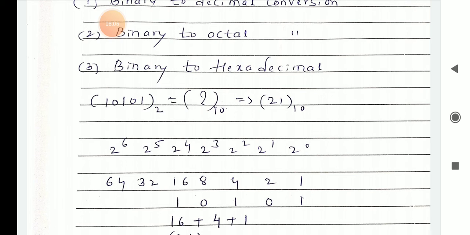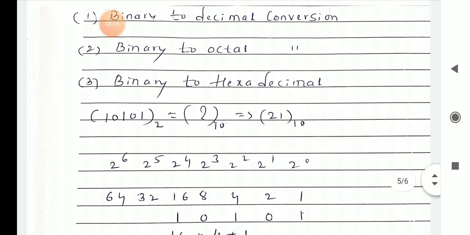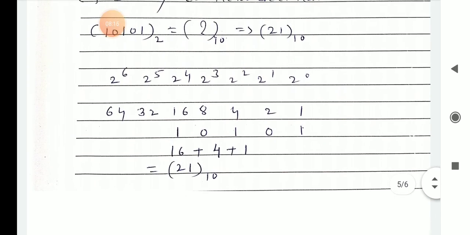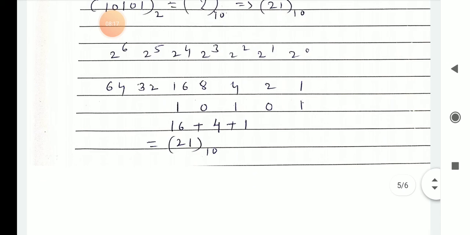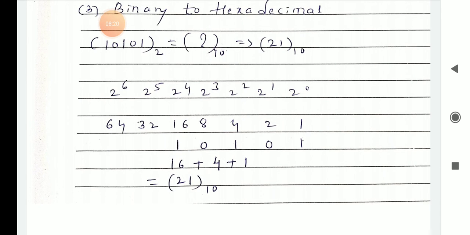So take one example, 10101. This is the binary number, and what is its decimal conversion? 21 base 10 is the answer of that binary to decimal conversion. So again you have to consider here right to left, 2 zeros are 1, 2 ones are 2, 2 twos are 4, up to 2 sixes you can consider. Whenever there is a 1, you have to consider that digit's place value and add it.